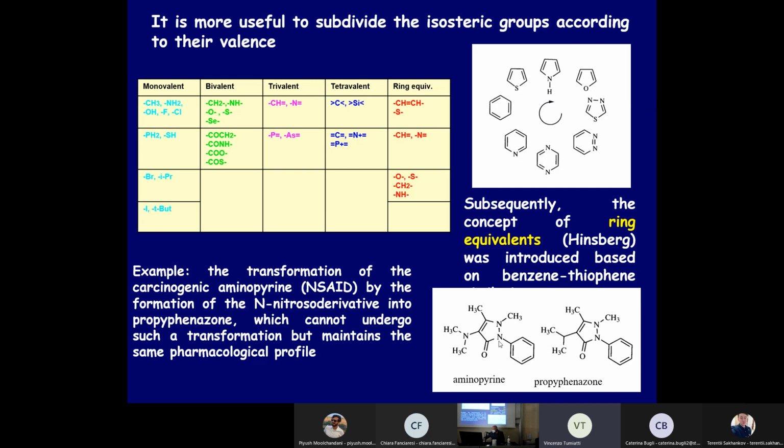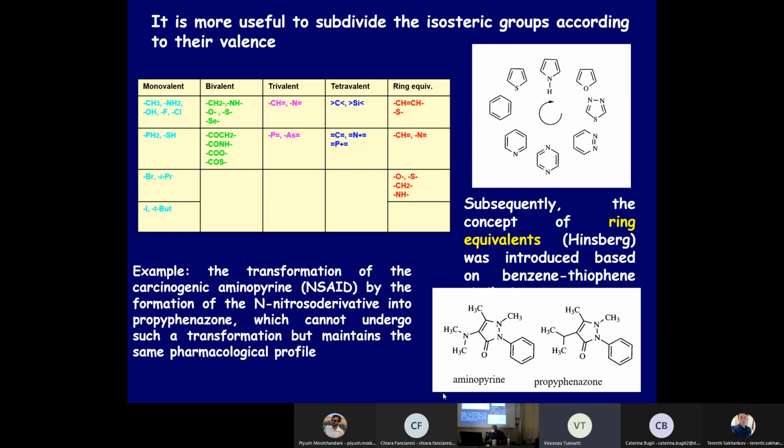You can see here an example. Aminopyrine is a basic compound. You see this nitrogen atom, this heterocycle. It is a good painkiller, but it has a problem. It can cause cancer. Why? Because this nitrogen atom can be oxidized, and the oxidized form can interact with the DNA of the cells. This is the problem.